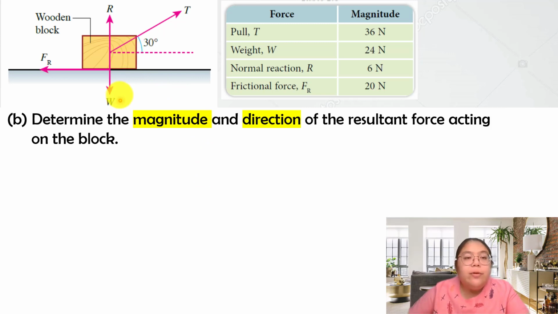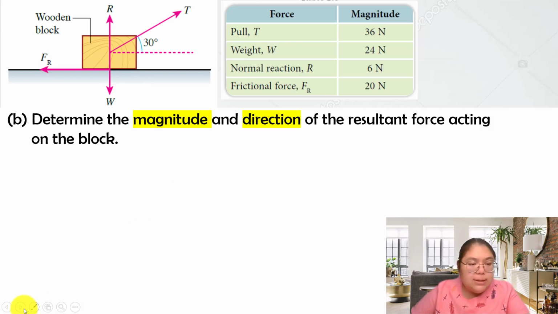From here we find W goes down, R goes up. Just now after your resolution of the T, you found Fy also goes up. Another one you got is Fx. Fx goes to the right, but the friction goes to the left. So that means later you need to do them plus and minus.